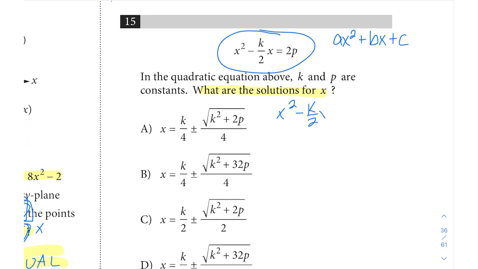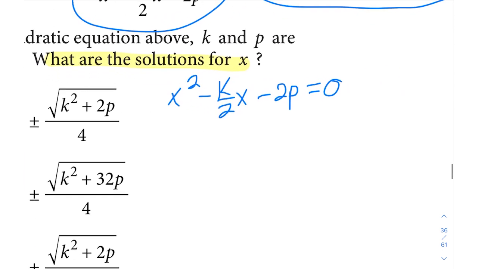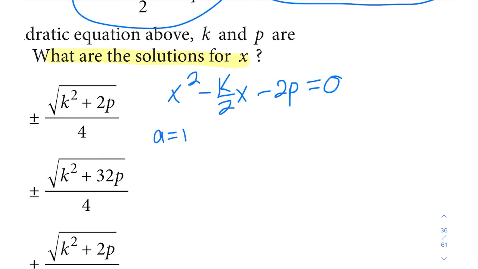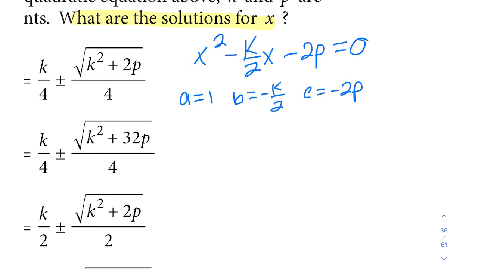To do that, we bring this constant 2p over to the other side. So we're going to have x squared minus k over 2 x minus 2p equals 0. And once it's equal to 0, it matches this quadratic form, which means that we can identify our values for a, b, and c. In this question, we have a coefficient of 1 on the x squared term, that's a. B is a negative k over 2, that's our coefficient on our x term. And then c is the constant at the end, which is negative 2p. And we have to plug that into the quadratic formula.